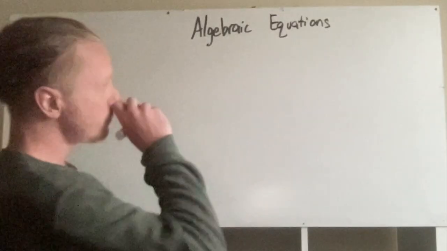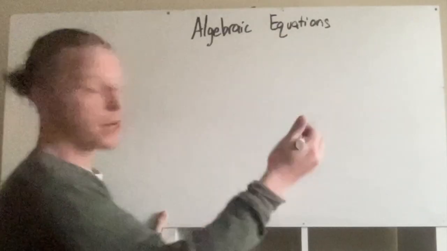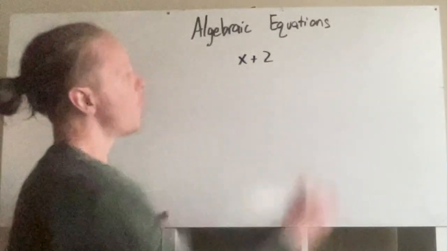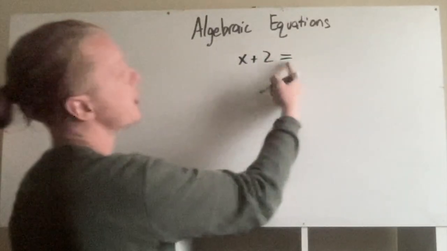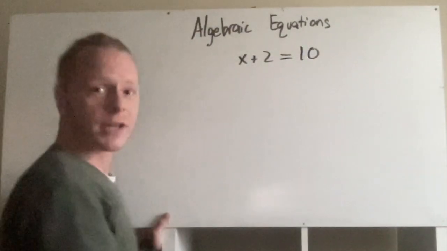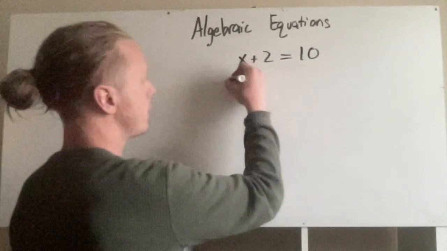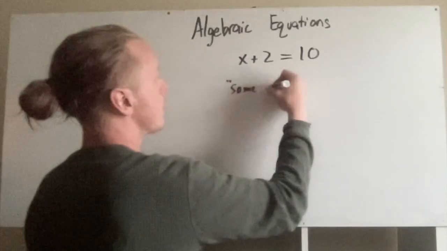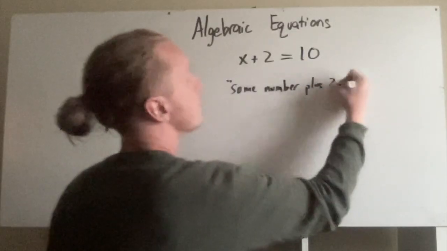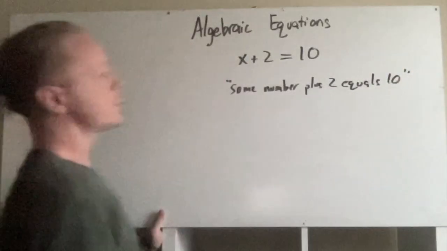Okay, so ultimately we've already talked about algebraic expressions. The only difference with an algebraic expression like x plus 2, that's an algebraic expression. Once we add an equal sign, now it becomes an equation, okay? So x plus 2 equals 10. So what is this equation really representing? It's saying some number plus 2 equals 10. Some number plus 2 equals 10.